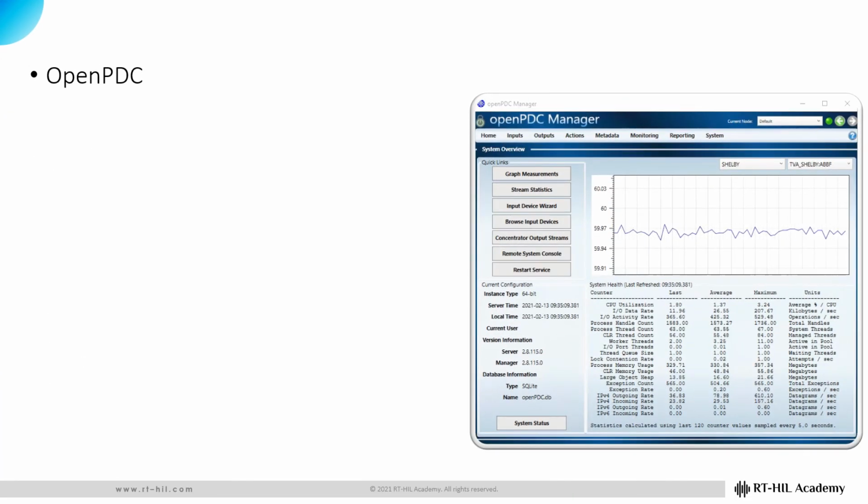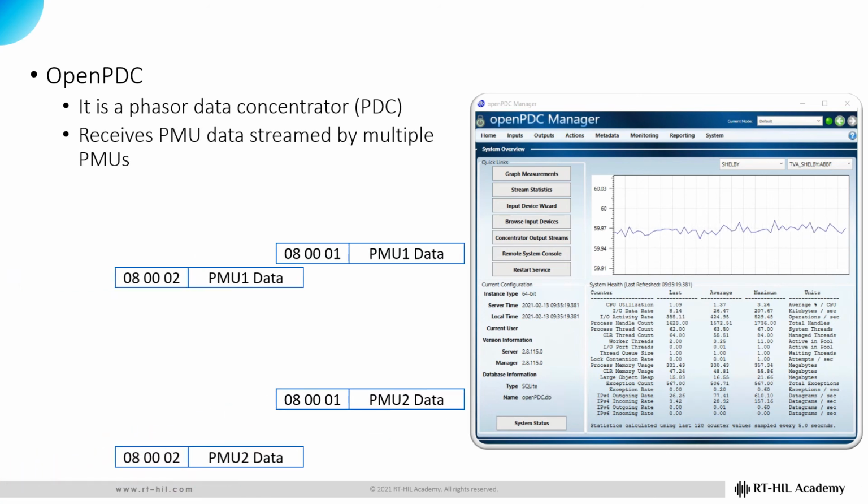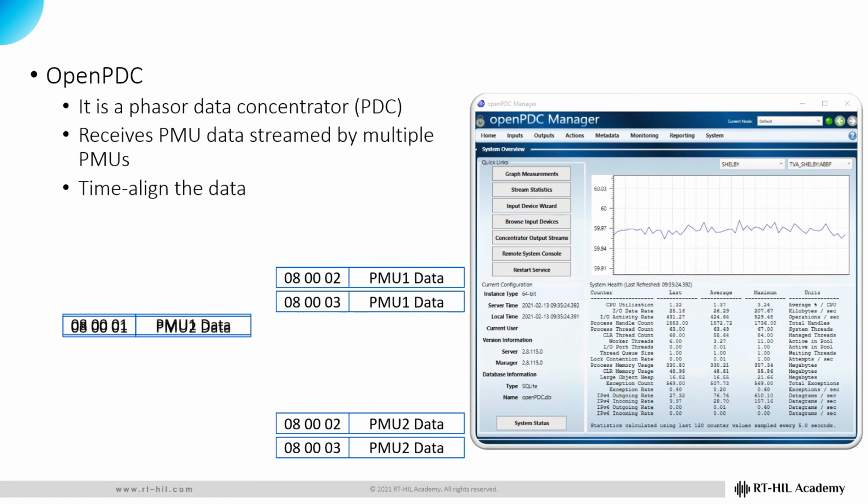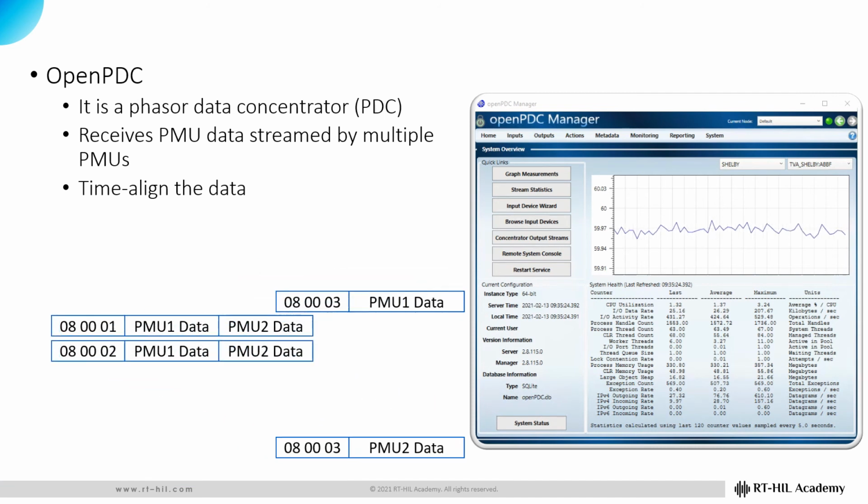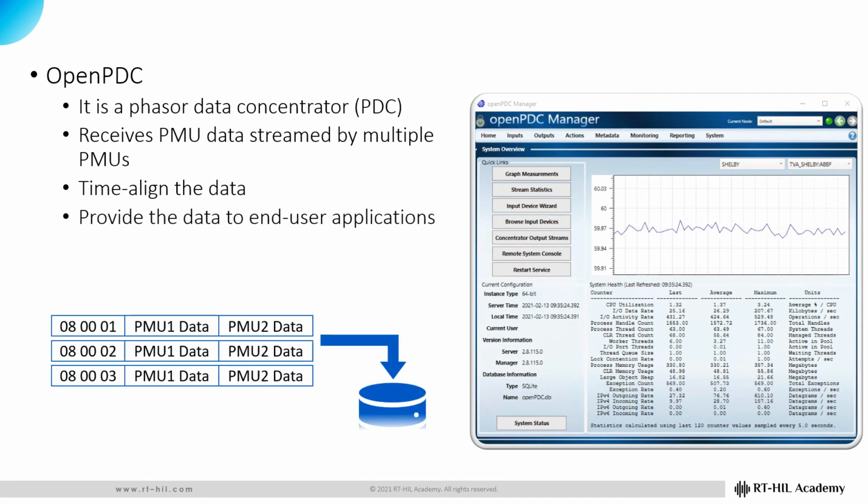OpenPDC. As implied by its name, it is a Phasor Data Concentrator, or PDC, offered by Grid Protection Alliance, that is designed to receive PMU data from multiple PMUs in real time, time-align the data, and provide it to user-defined actions as well as to custom outputs for archival.